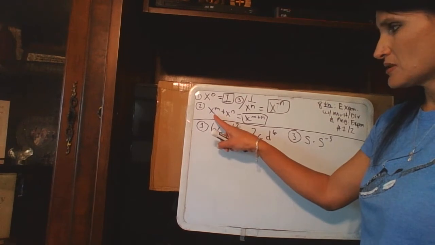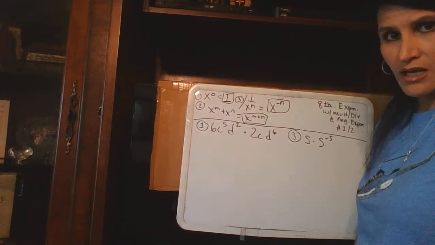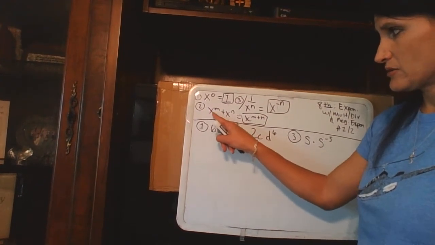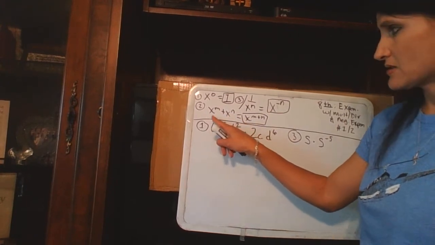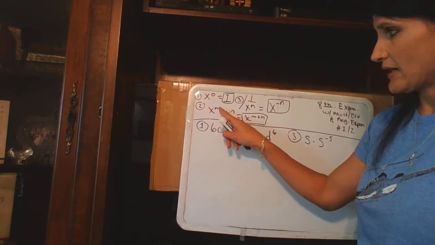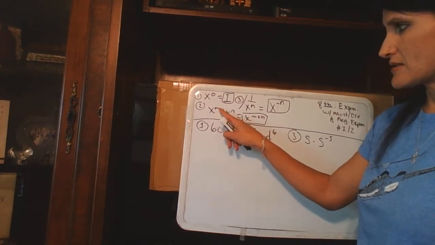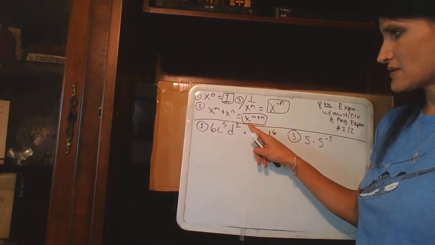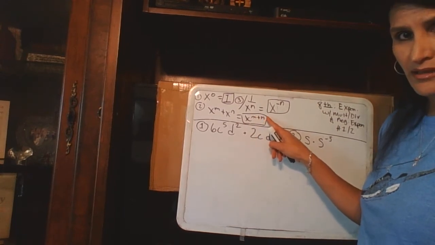The second rule is called the product rule. The product rule tells us when the variables are the same, in this case I have x and an x, so when the base, not the variable, when the base is the same, then I add the exponents. So x^m times x^n would equal x^(m+n).